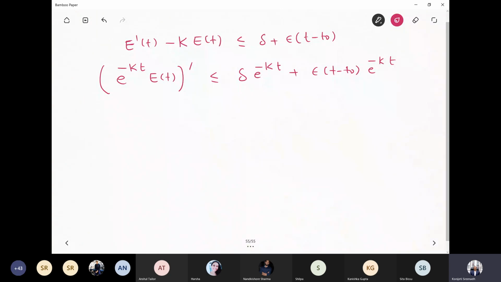Okay, so now from this one can integrate from t naught to t. Okay, so when you integrate it, then you get the inequality. So it's not very difficult. If you have difficulty in doing this integration, then you tell me, I will send my work out. Okay, it's not difficult, just an integration. Okay, so the result follows.